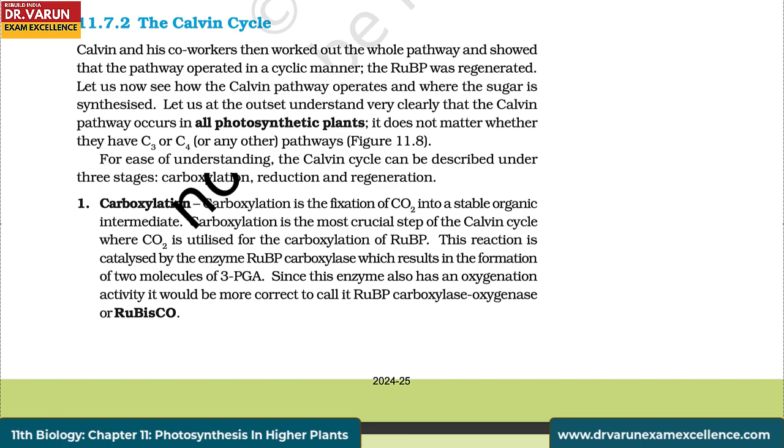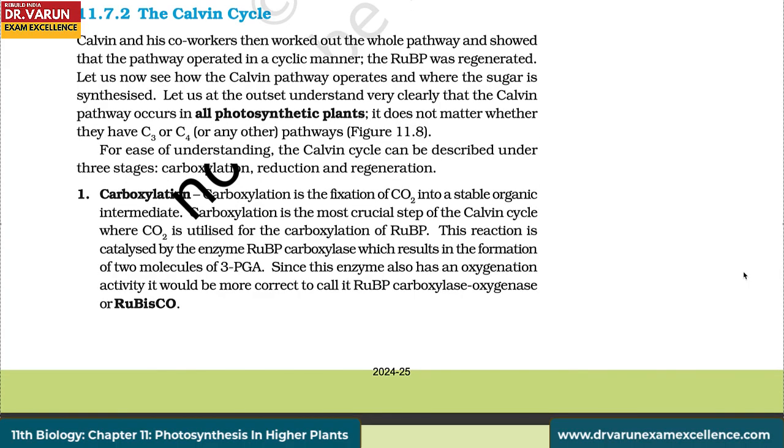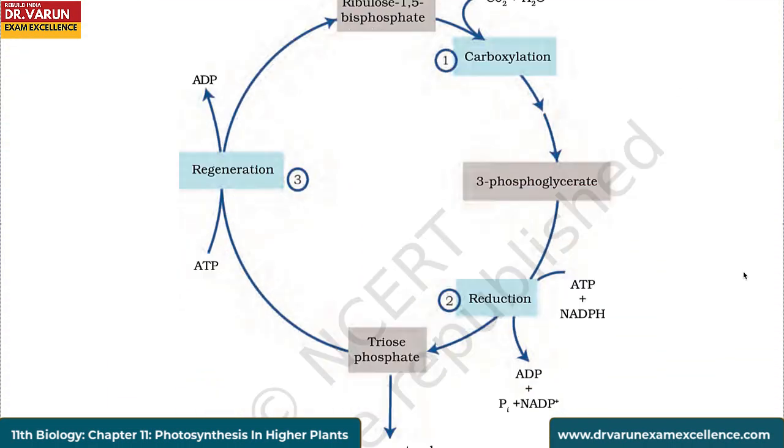Carboxylation is the most crucial step of the Calvin cycle, where carbon dioxide is utilized for the carboxylation of RuBP. This reaction is catalyzed by the enzyme RuBP carboxylase, which results in the formation of two molecules of 3-PGA. Since this enzyme also has an oxygenation activity, it would be more correct to call it RuBP carboxylase-oxygenase, or Rubisco.